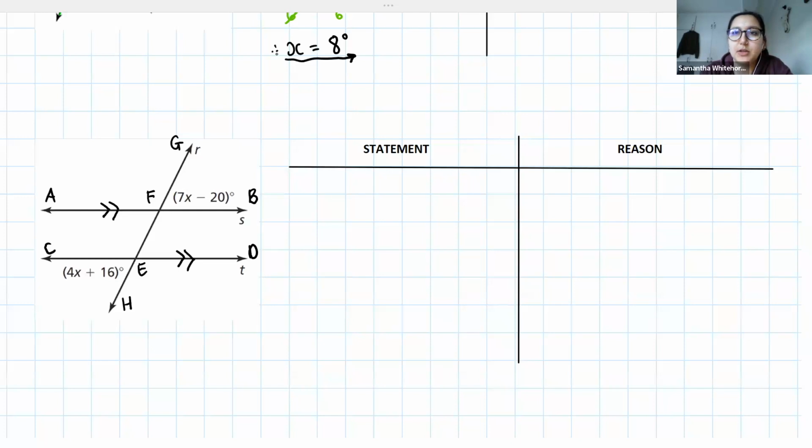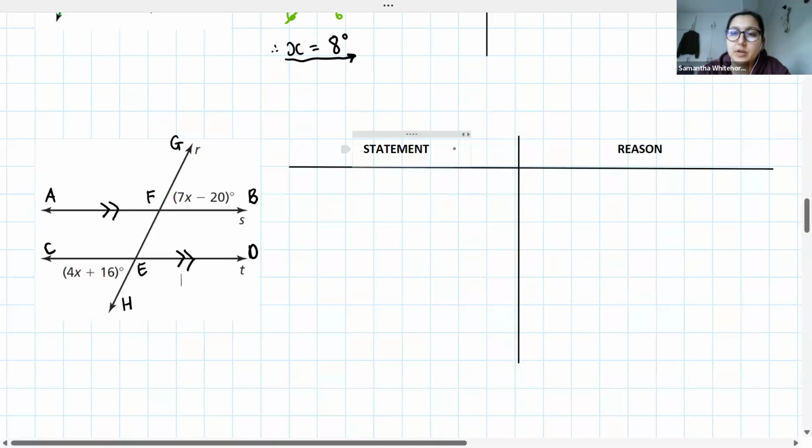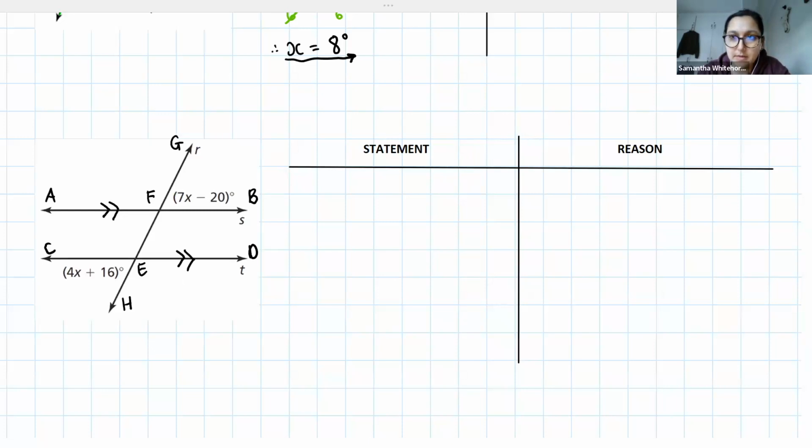Remember to put in your reasons for your answers. Sorry guys, I don't know if my screen went off there for a second. I apologize. I'm going to give you 1 more minute and then we're going to have a look. So let's get those answers in. Maybe 2 more minutes. This is a slightly more complex one.